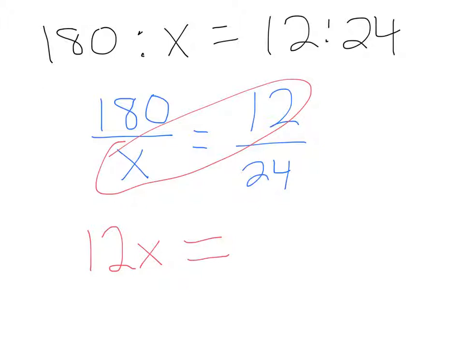So then what I do on the other side is I'm going to multiply the 180 times the 24. Let me figure that out here. So 180 times 24, I'm going to multiply that.